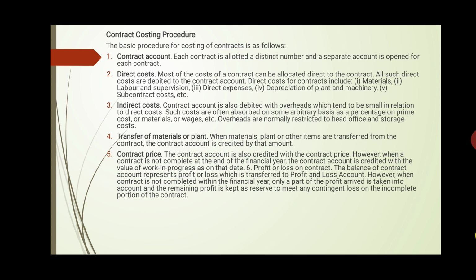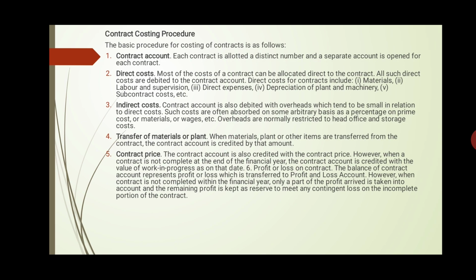Work in progress means how much of the work has been completed and not completed. The work completed means work certified, the work not completed means work not certified. Now, however, when a contract is not completed within a year, only a part of the profit arrived is taken into the account, and the remaining profit has to be kept as the WIP reserve to meet the contingent loss on the incomplete contract. All these points we are going to study in detail and will be much more clear when we start with the practical problems.